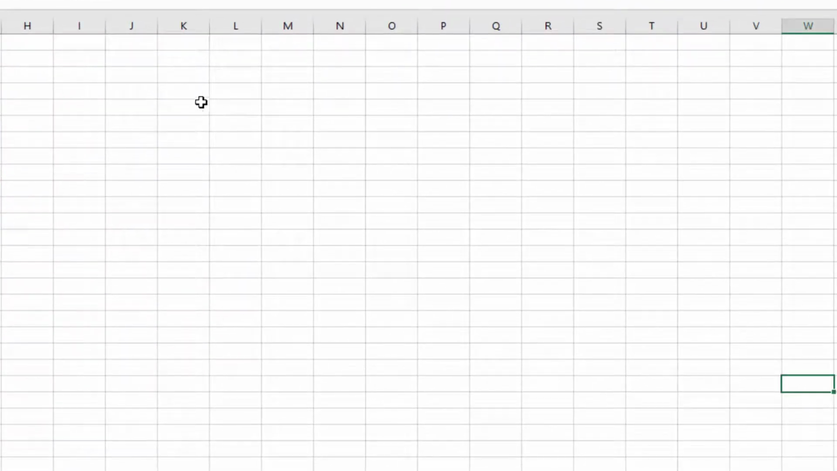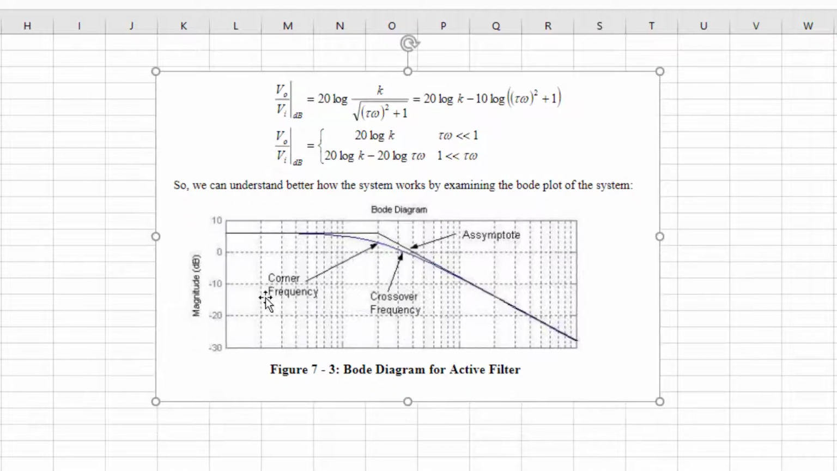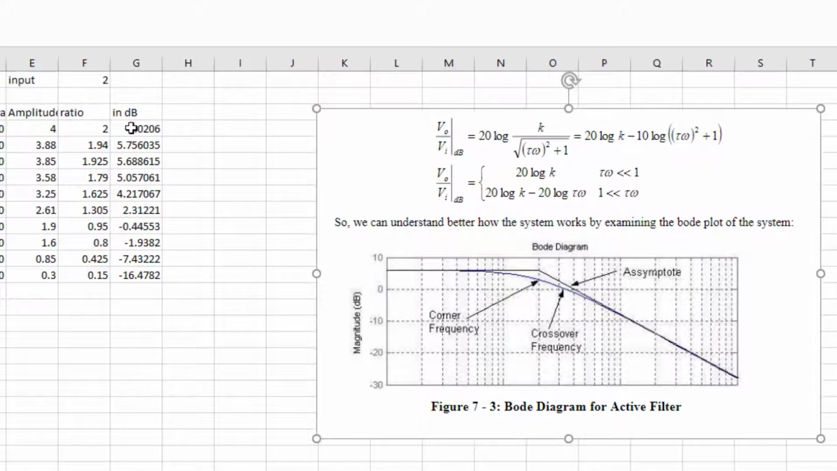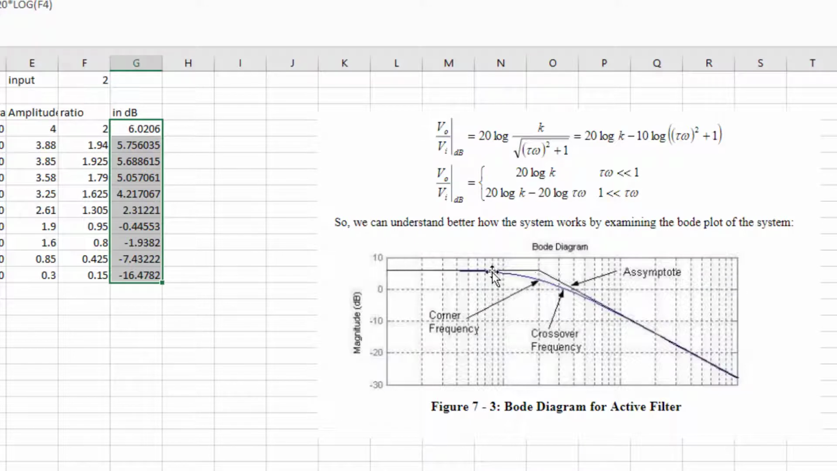Now, what we're trying to do is make this plot over here. We want to do both the experimental curve and the theoretical curve. We have taken care of the experimental curve, so these will be our experimental data points. To form the theoretical curve, you look at the equation that forms these two lines. The first line is just a constant, 20 log k, where k is your gain. In our case, the gain was 2.